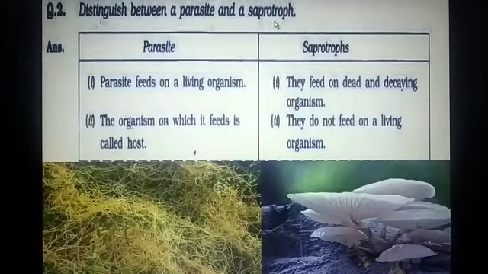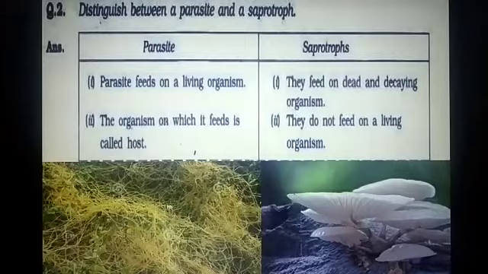I already explained this topic when I taught the chapter. I told that parasites and saprotrophs both are non-green plants. But the difference between them is that parasites feed on a living organism and saprotrophs feed on dead and decaying organisms. Okay? The organism on which the parasite feeds is called the host. And saprotrophs do not feed on living organisms.